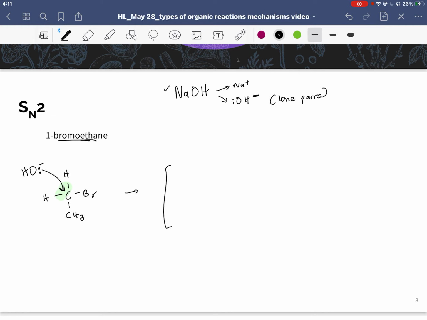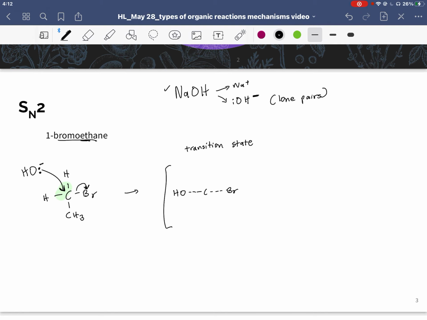I then get a transition state. So what I'm about to show, it's not an intermediate. It never exists as its own molecule that you could isolate. It is just an unstable transition state. This is what we theorize it to look like as the change is happening. So the hydroxide is in the process of forming a bond to carbon. Bromine is in the process of leaving.